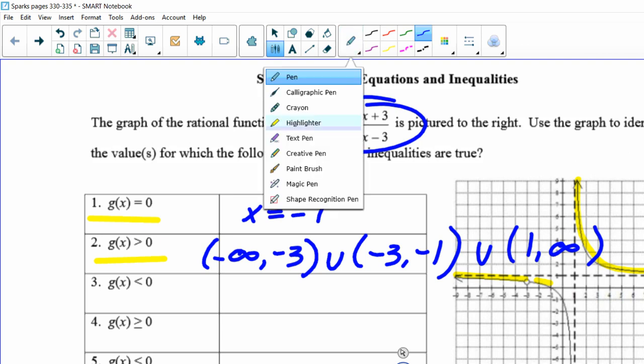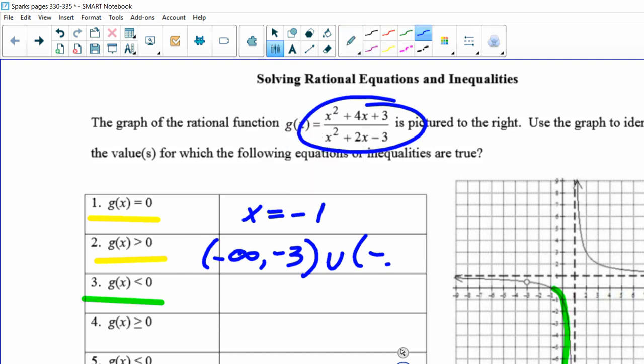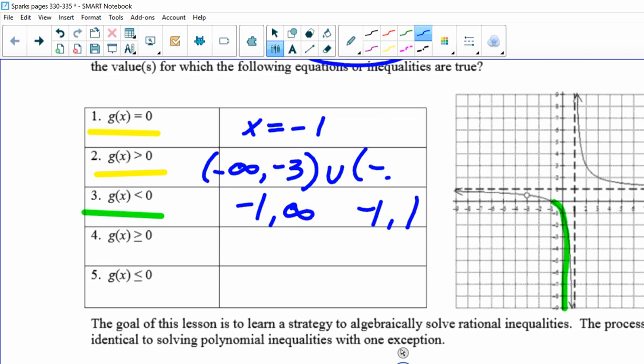What about the next one? Where the graph is below the x-axis. Where does that happen? -1 to where? Here's what I'm hearing. I'm hearing -1 to infinity, and I'm hearing -1 to 1. Which one is it? Because I got a vertical asymptote at x equals 1. And this graph does not go to x equal 1 nor past it. Parentheses or brackets?